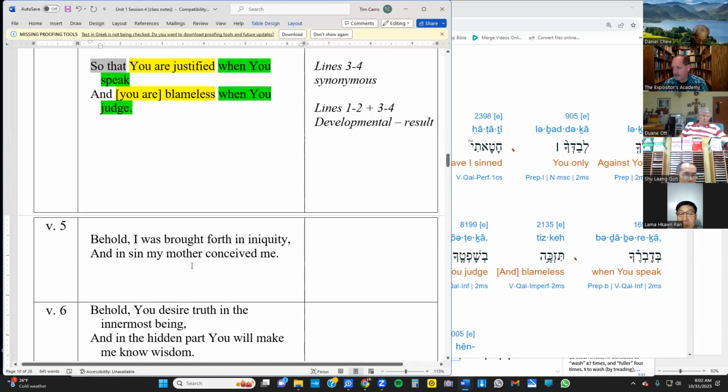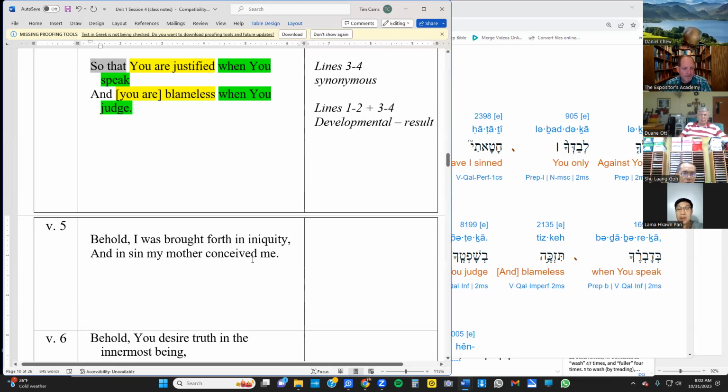Let's see, Pastor Philip, let me give verse 5 to you. Can you go ahead and read it and then let us know what kind of parallelism you see? Behold, I was brought forth in iniquity, and in my sin, my mother conceived me. Yes.